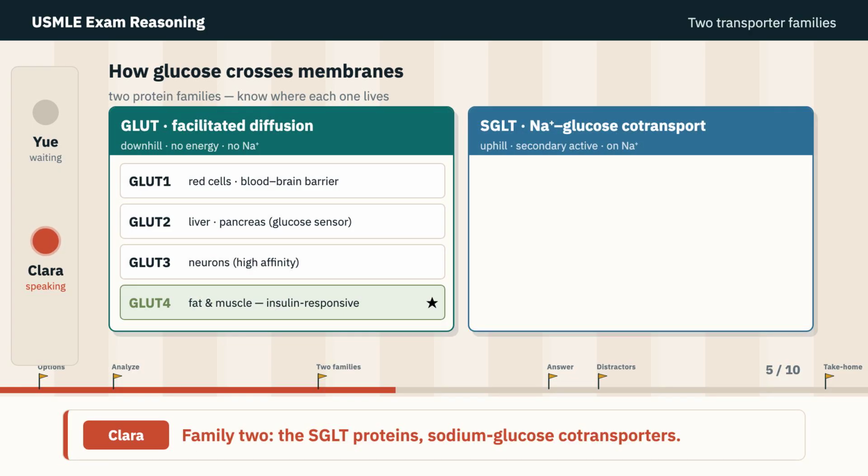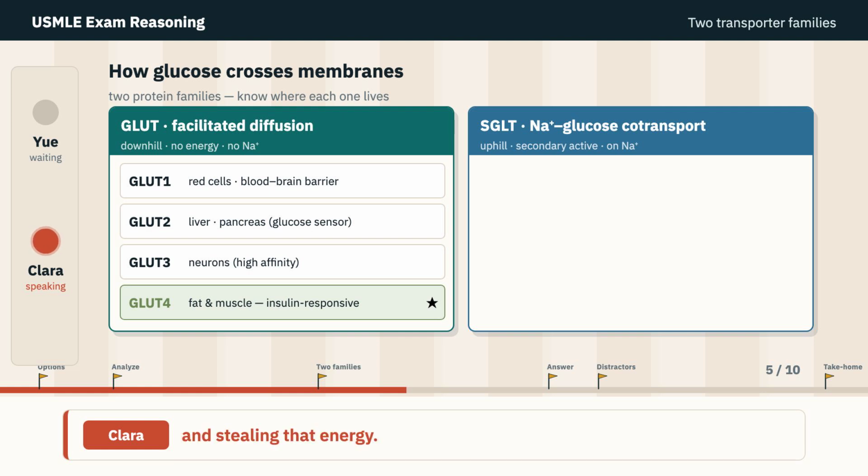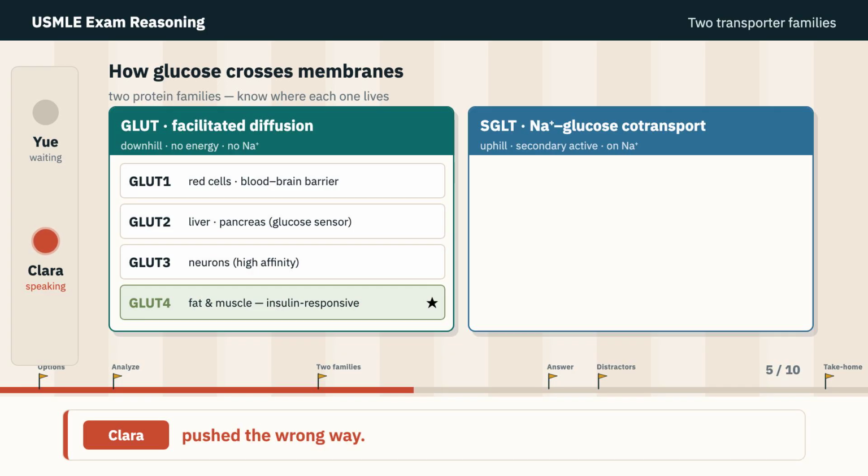Family 2, the SGLT proteins, sodium glucose cotransporters. These are secondary active transport. They drag glucose uphill against its gradient by letting sodium flow downhill at the same time and stealing that energy. Same revolving door, but now sodium rushing in is what spins it, so glucose can be pushed the wrong way.